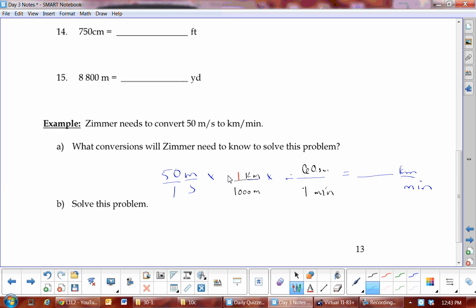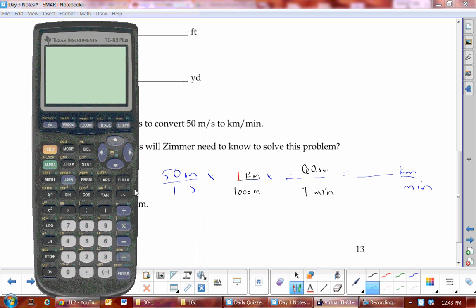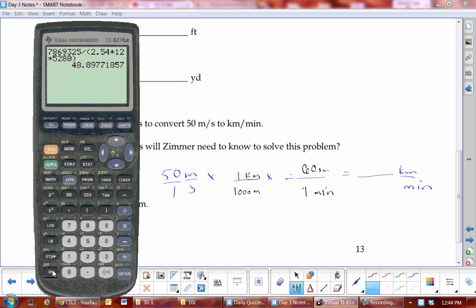So this is the correct way to do this. What is the correct way to put it in your calculator? Whenever you have a bunch of things on top, group them. So what you do is you multiply all of your tops together. You take the calculator and you go 50 times 1 times 60. Do you see all of the tops together? Close your bracket.